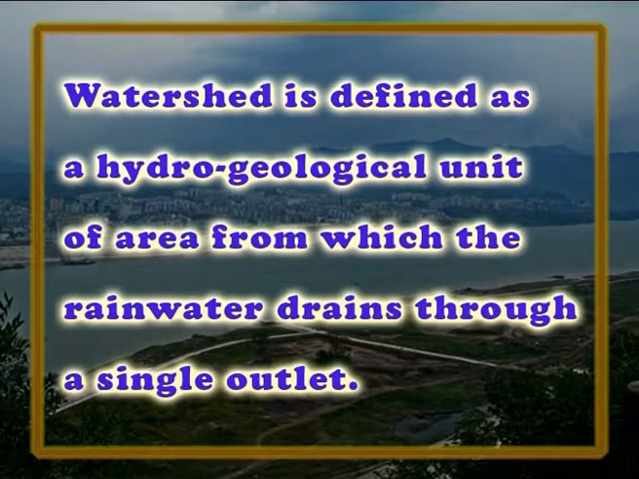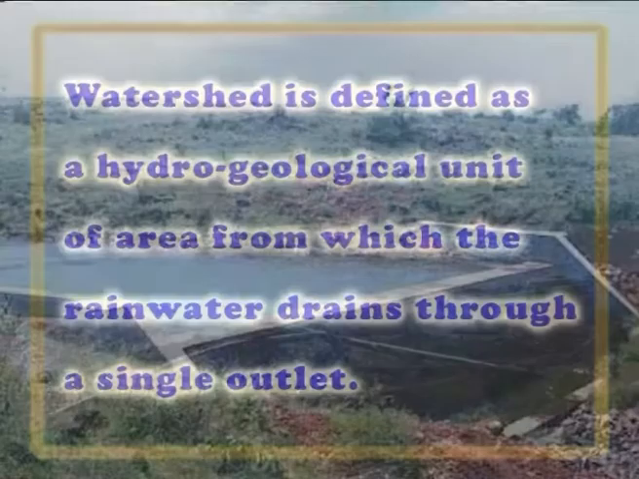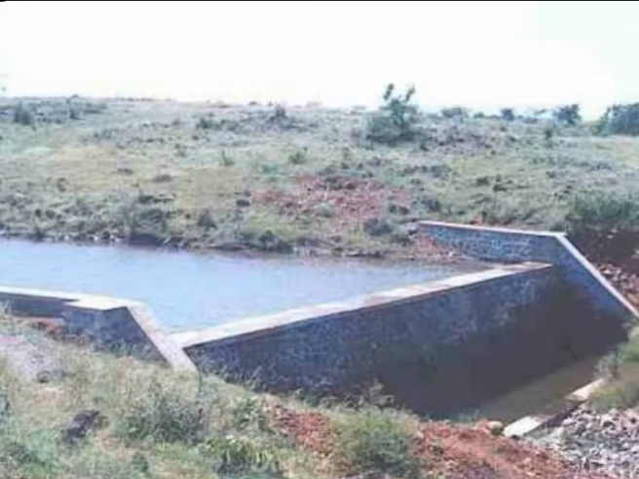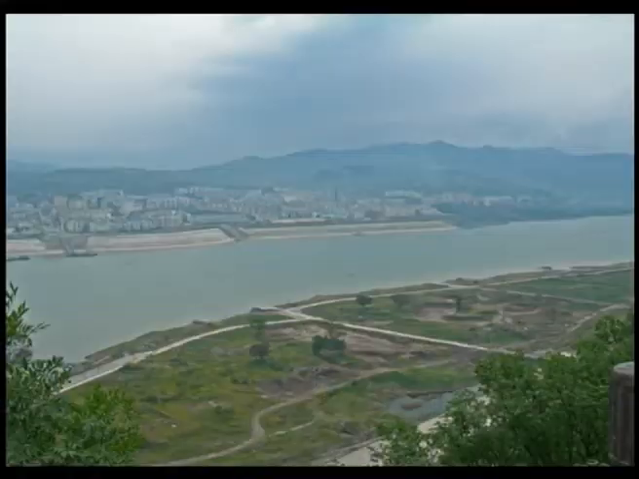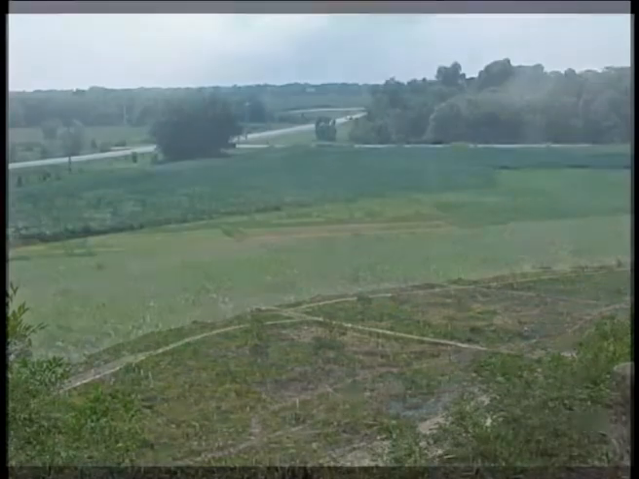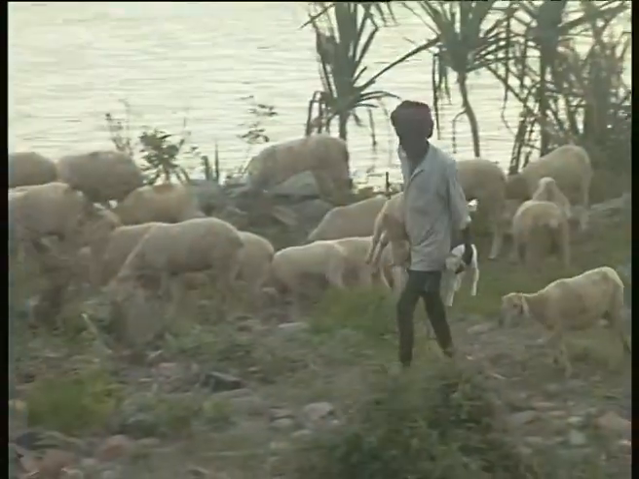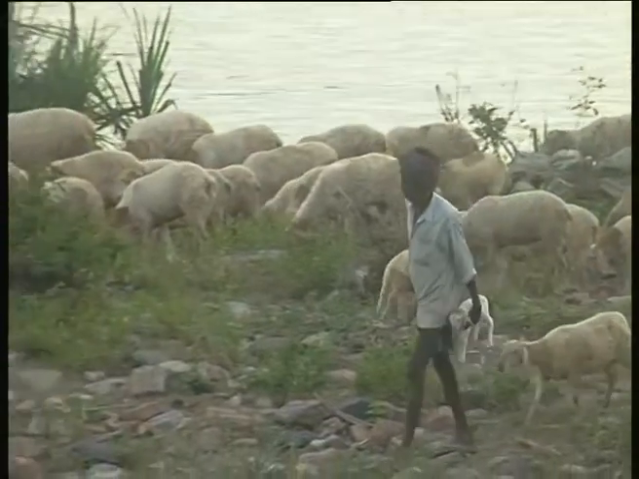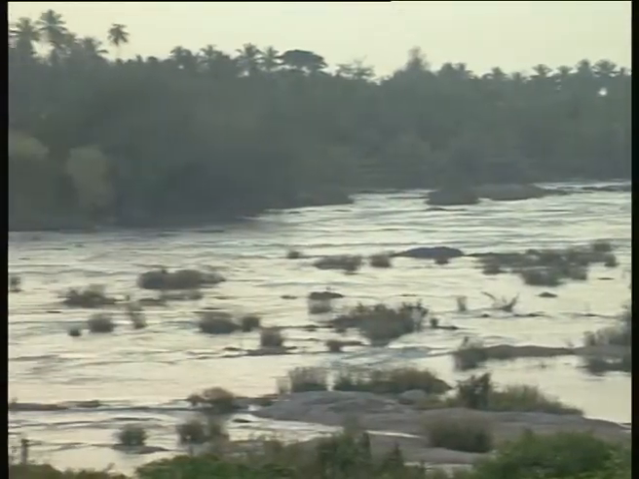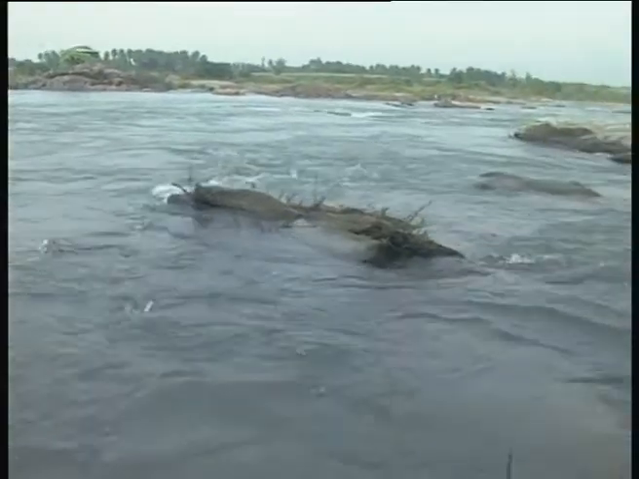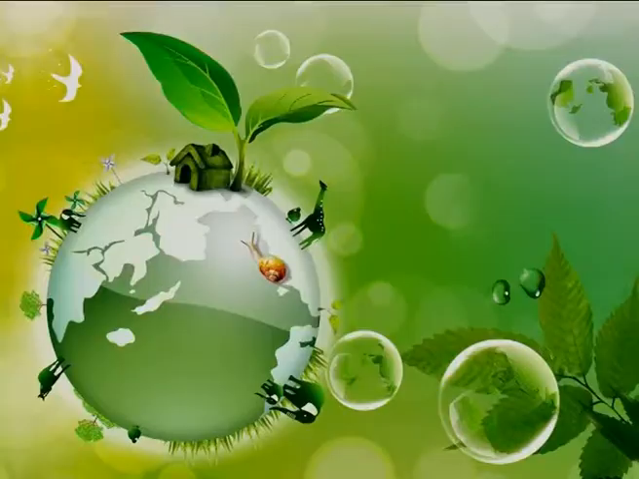Next is wasteland regions. Watershed is defined as a hydrogeological unit of area from which the rainwater drains through a single outlet. Watershed development refers to the conservation, regeneration and judicious use of all the natural resources like land, water, plants and animals by human beings. Watershed management brings about the best possible balance between natural resources on the one side and human beings on the other.